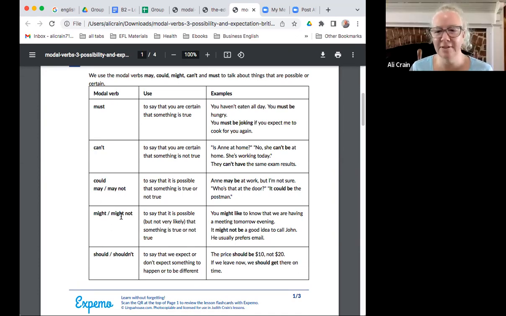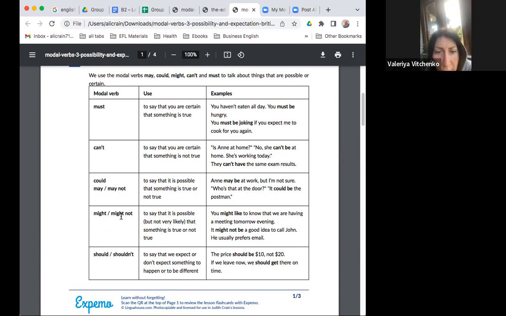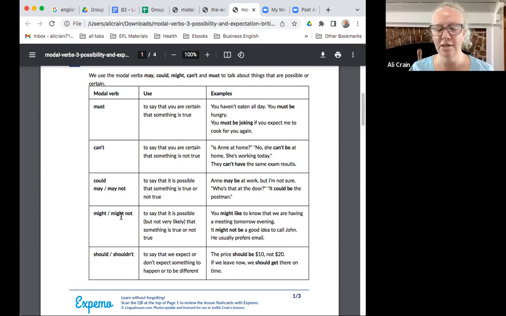Prefers. Good. And Valeria, if you'll read the last one, should and shouldn't, please. Should, shouldn't. To say that we expect or don't expect something to happen or to be different. The price should be $10, not $20. If we leave now, we should get there on time. Okay. Any questions? Yes, I have.